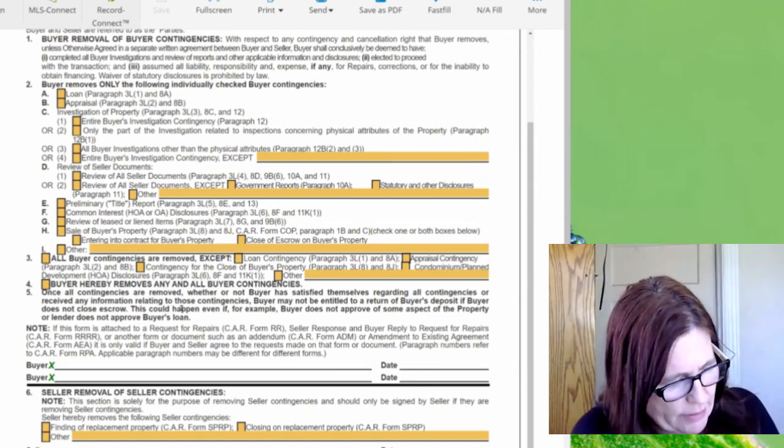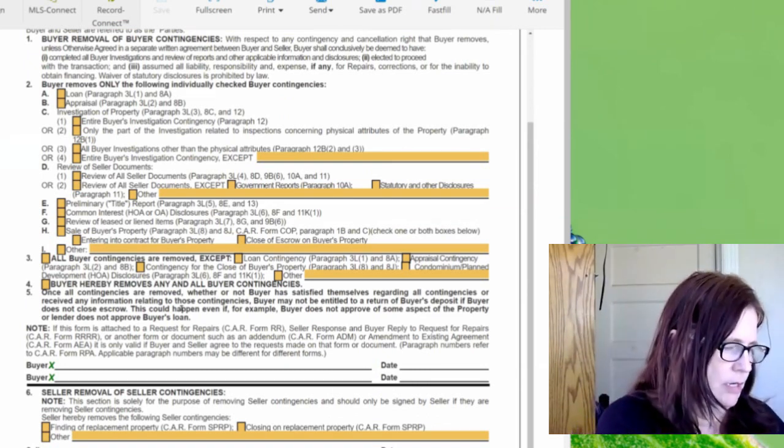So when you look at the RPA, right here, give me just a second. I don't know how well you can see my screen, but this whole section right here is contingencies, and they are all listed right there. By standard language, they're all 17 days, but you can make them shorter or longer if you want to. Making them longer weakens your offer, but making them shorter can also be risky.